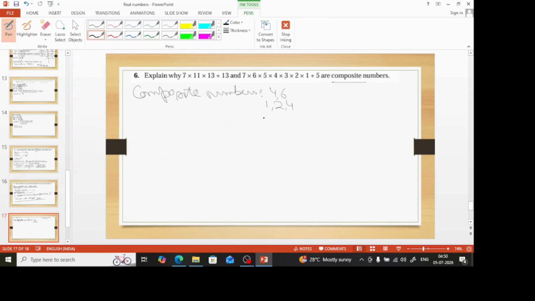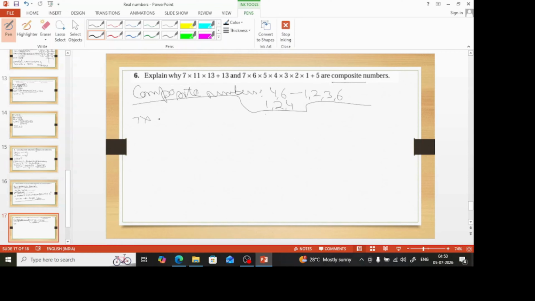6 is again a composite number. Factors 1, 2, 3 and 6. So it has 4 factors. So this is a composite number. When a number has more than 2 factors, it is called a composite number. Now let's come to the question. Let us solve one by one.